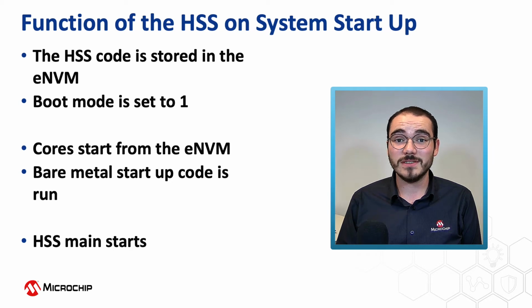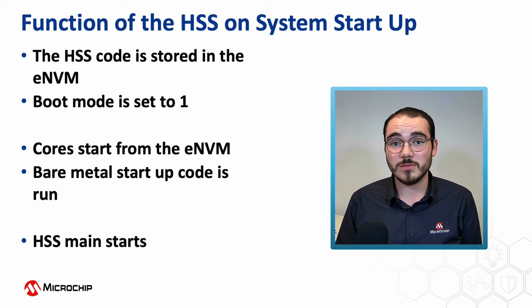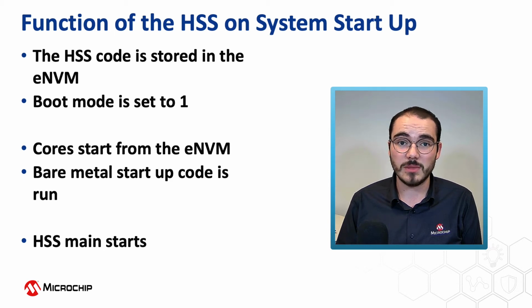So first, what is the function of the HSS on system startup? The first thing to note is that the HSS code is stored in the eNVM of PolarFire SoC, and the MSS boot mode should be set to 1. In this mode, the Hart reset vectors are all set to start from the eNVM. When this happens, the bare metal startup code that's used by the HSS is run, which configures the PolarFire SoC system, such as the MSS clocks and MSS IO configuration. And then once this is complete, the HSS main code starts running.